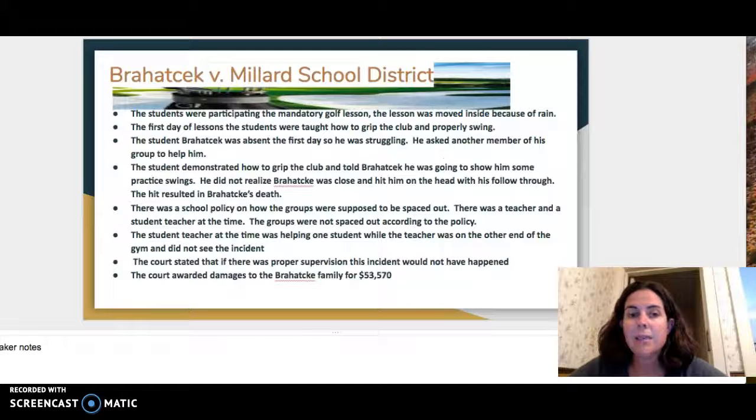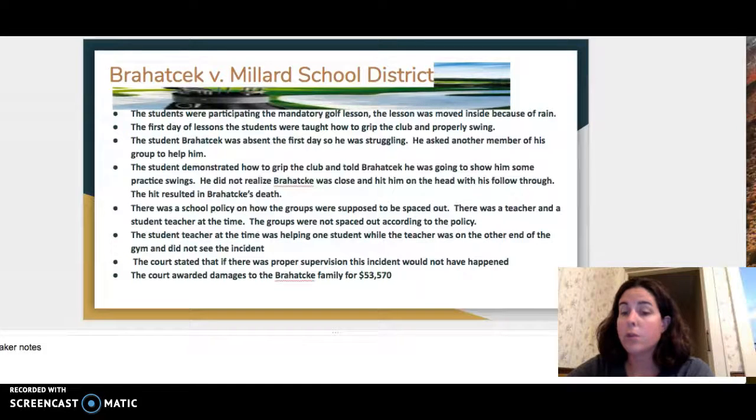My next case is Baratek versus Millard School District. At this school, there's a mandatory golf lesson that the students participate in PE class. This lesson was moved inside because of rain. During the first lesson, the students are taught how to grip the club and properly swing. Baratek was absent the first day, so he was struggling to know how to grip the club and swing properly.